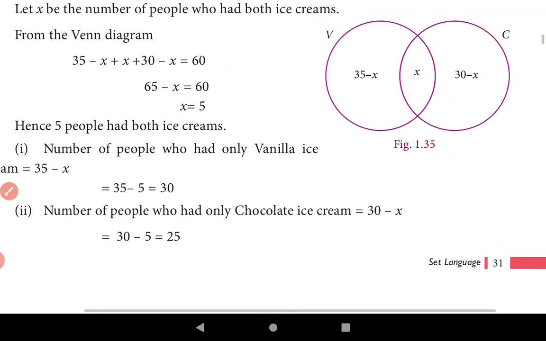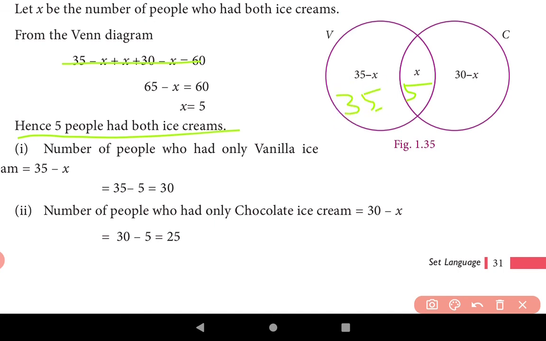Now we got this 5 here, so use the steps which I wrote now. Hence 5 people had both ice creams. Now we can use this x as 5. Now subtract: 35 minus 5 gives 30, and 30 minus 5 gives 25. So the number of people who had only vanilla ice cream is 35 minus 5, which is 30. The number of people who had only chocolate ice cream is 30 minus 5, which is 25.